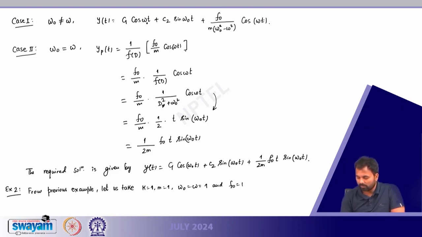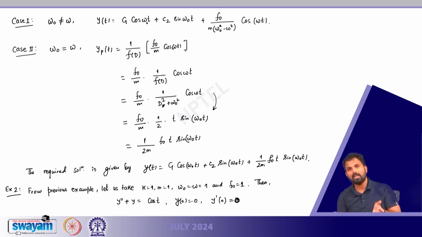Right. So, then the equation of motion will be y double dash plus y equals cos of t, and y at 0 equals 0 and y dash at 0 equals 0. Same as whatever we had in example 1, we will keep that same, it is just that we are using omega 0 equals omega. So, then the solution will be given by case 2.